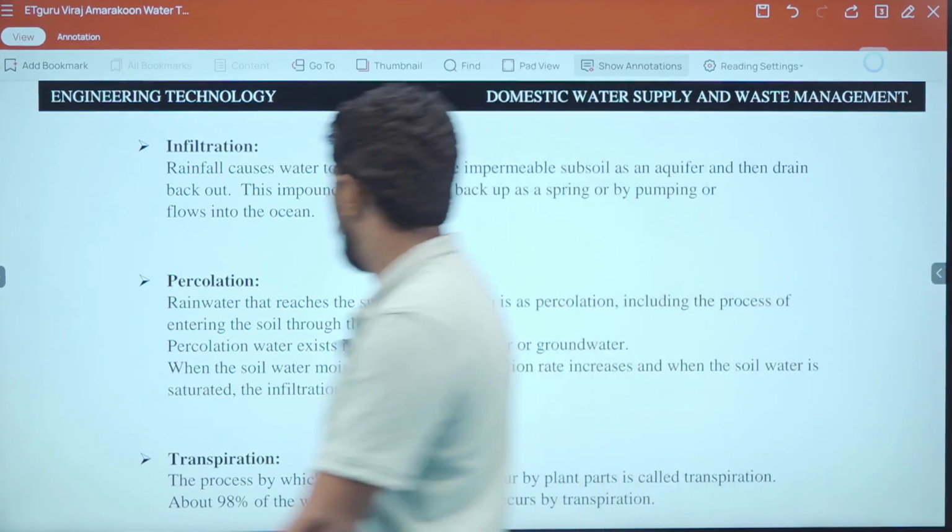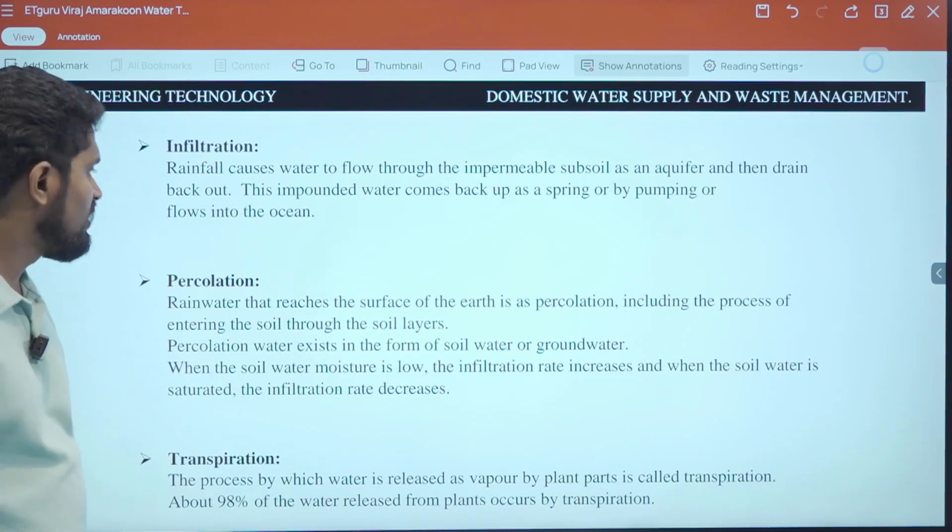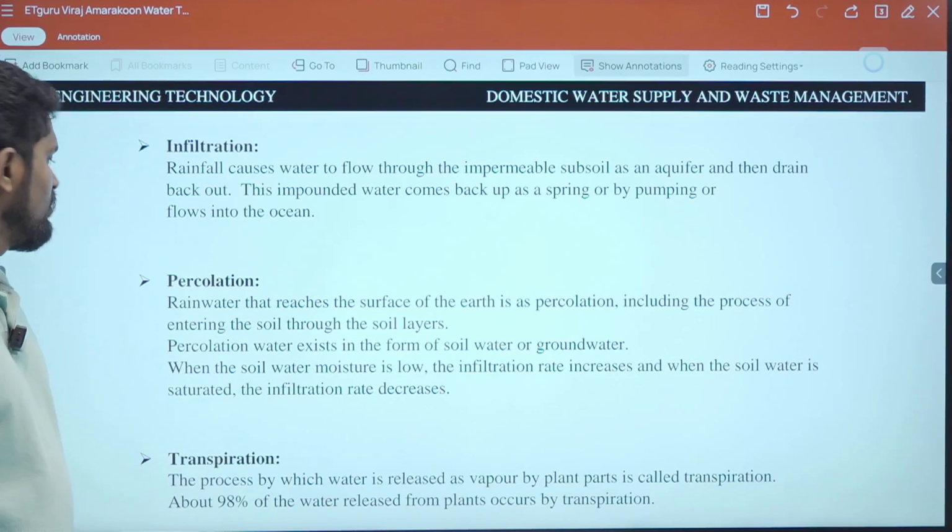Infiltration and percolation. I will also tell about the percolation process, then I will explain both. Percolation is rainwater that reaches the surface of the earth, including the process of entering the soil through the soil layers. Percolation water exists in the form of soil water or groundwater. When the soil moisture is low, the infiltration rate is high, and when the soil is saturated, the infiltration rate decreases.